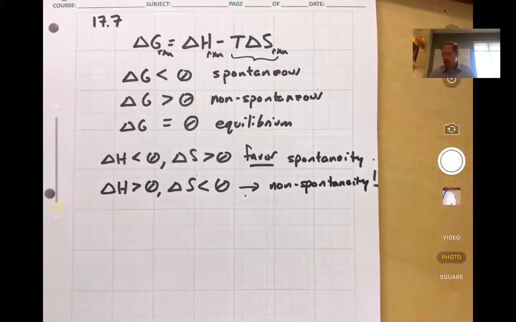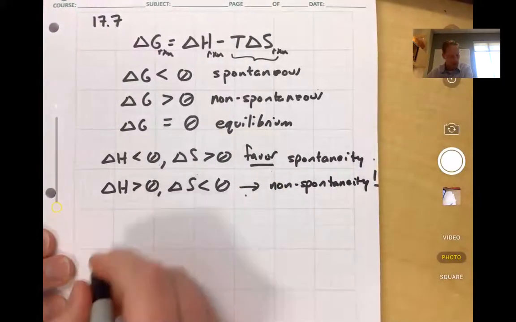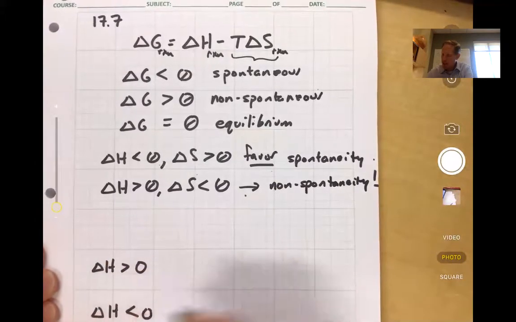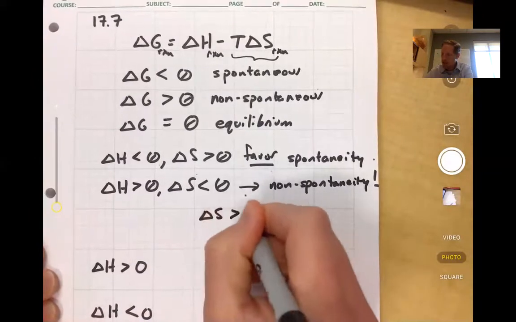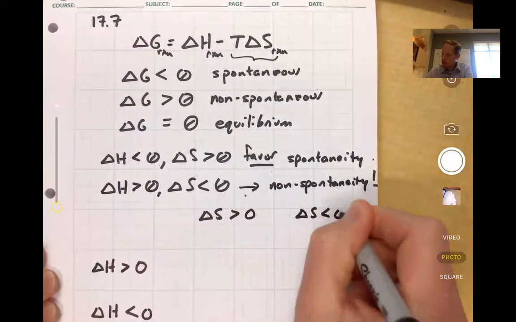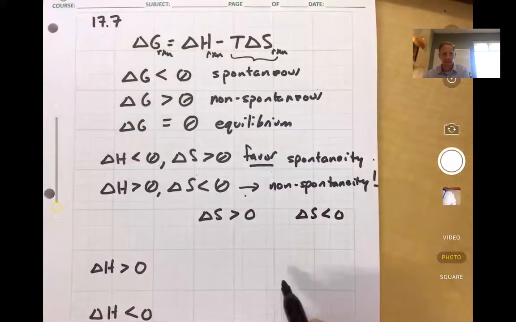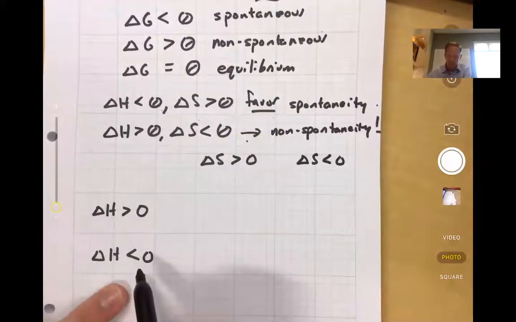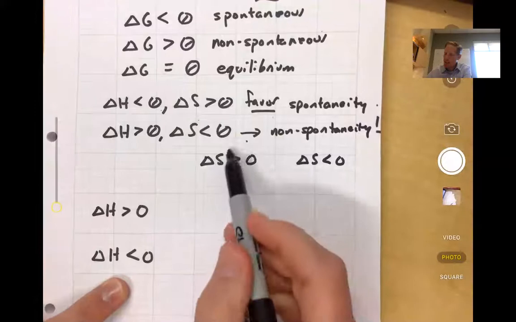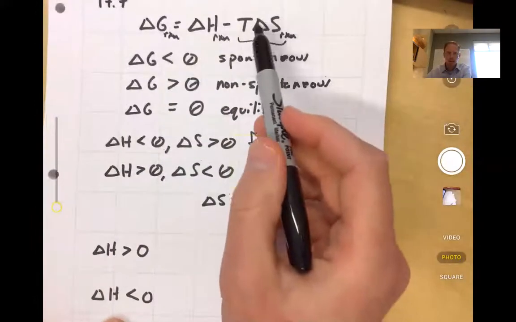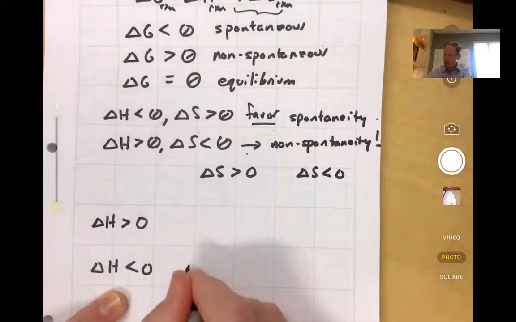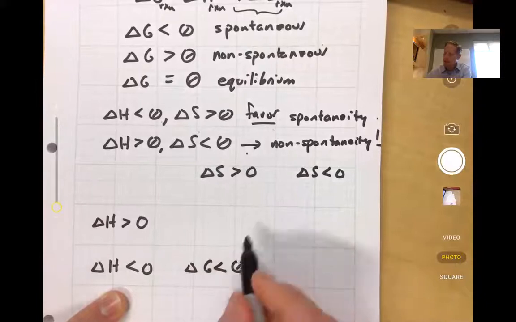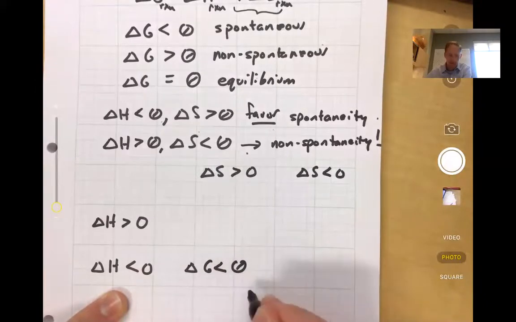And we can set this up together in a grid. If we look at what delta H is doing and what delta S is doing, mathematically, what will our values of delta G be in each of these scenarios? Well, if delta H is negative and delta S is positive, this equation will always give me a negative delta G. So delta G will always be less than 0. So if I have this combination of terms, my reaction is always spontaneous.